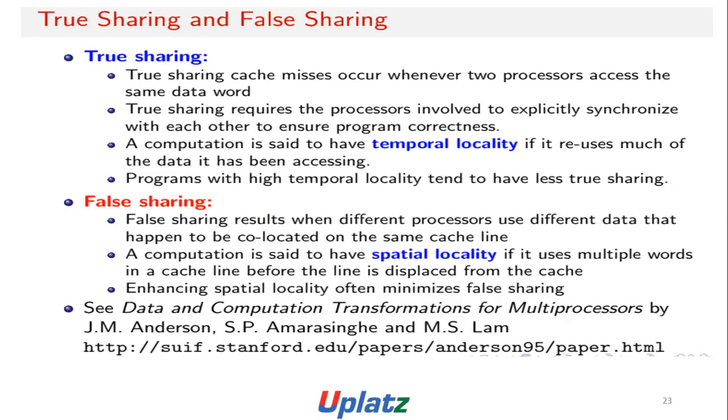False sharing results when different processors use different data that happen to be co-located on the same cache line. A computation is said to have spatial locality if it uses multiple words in a cache line before the line is displaced from the cache. Enhancing spatial locality minimizes false sharing. See "Data and Computation Transformations" by Anderson, Amarasinghe, and Lam, at suif.stanford.edu/papers/anderson95.html.